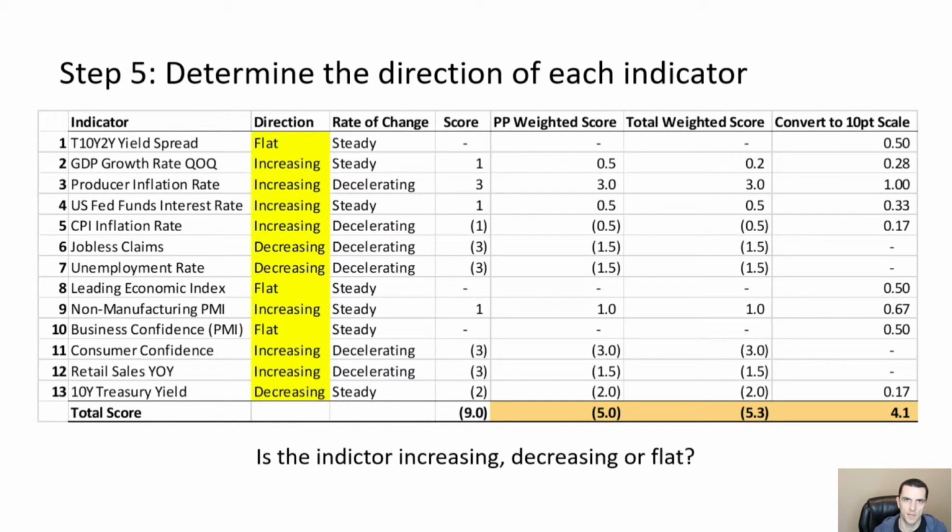So once you have that total weighting, the next thing to do is determine the direction of each indicator. So for me, that means, is the indicator increasing, is it decreasing, or is it flat? So that's literally the direction of it. No more difficult than that. It's pretty simple to see in the data, in the graphics that I produce. So it's a pretty simple conclusion to make on each indicator.